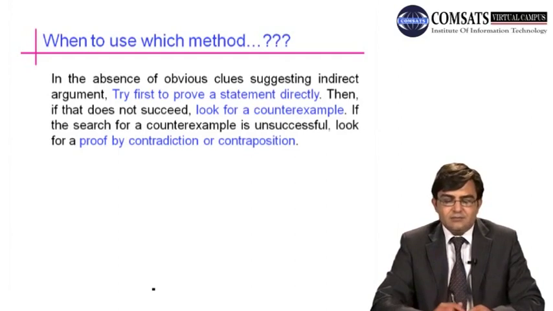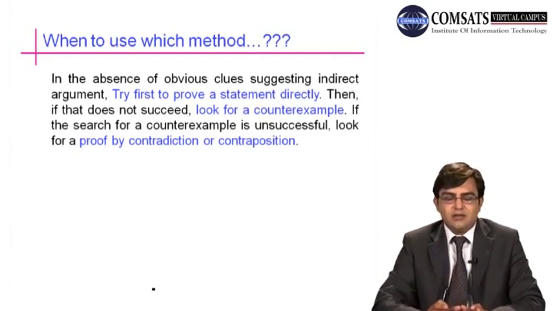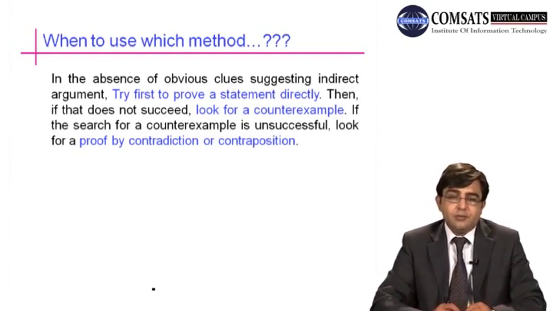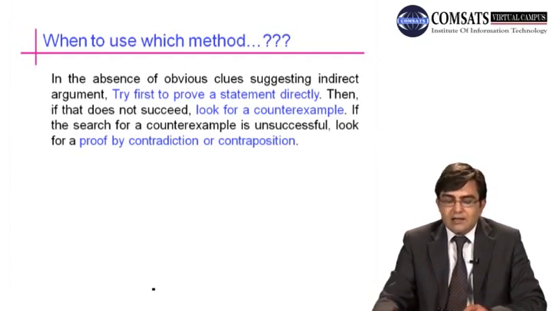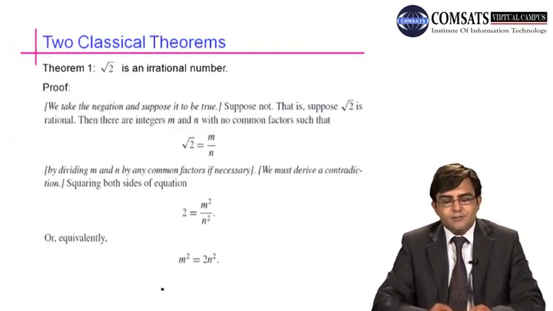So this is not a hard and fast rule. This is not a must that you must follow these steps to prove a given statement, but usually this pattern should be used in proving a given statement which we have to prove. So next, at the end of the methods of proof, I give you two classical theorems which are very famous statements to be proved in discrete mathematics.